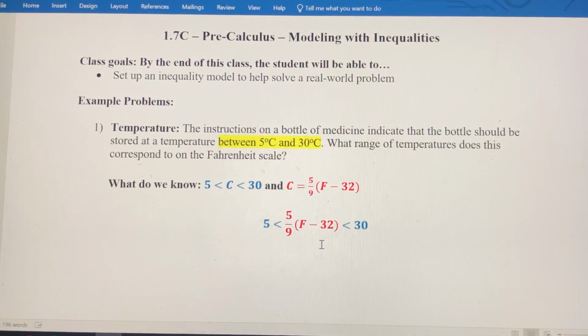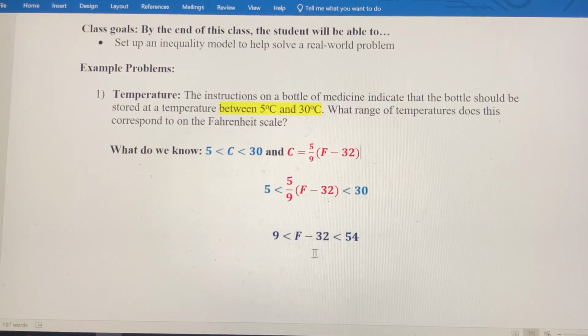And this is a linear inequality. We don't have to go through the whole forming intervals and testing values and anything like that. We could just solve this for F, and our answer would be our solution set, okay? So first thing I want to do is I want to multiply by 9/5, okay? I'm going to multiply by 9/5 in order to eliminate fractions here, okay? So when I multiply 9/5 times 5, I get 9. And when I multiply 30 by 9/5, I end up getting 270/5, which is 54, okay? Going to add 32 to all the parts, and I get my answer.